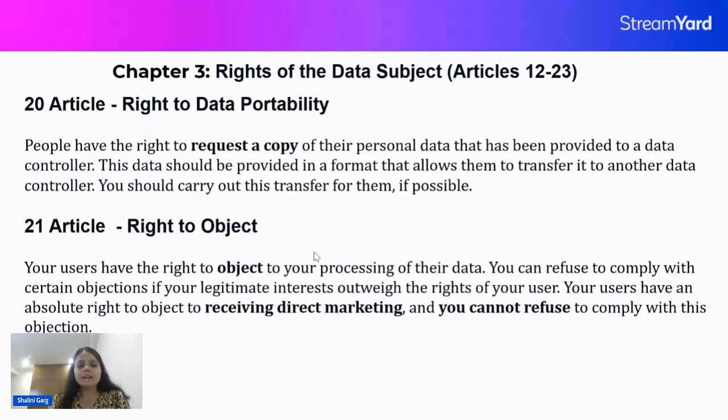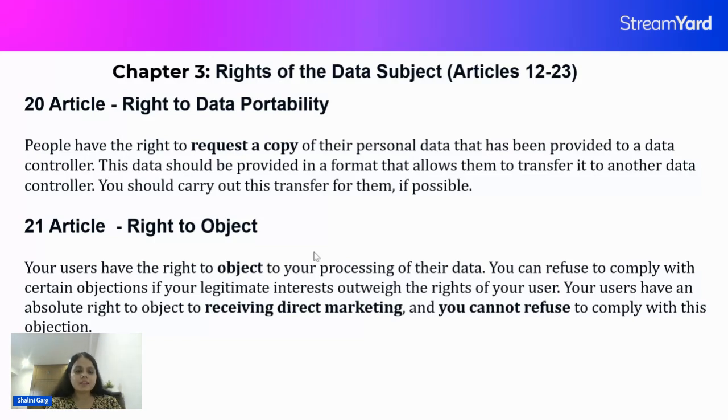Now, Article number 21, which says the right to object. I have covered all of the rights; now the other right is the right to object. I can also object to some processing. So what is this? The data subject can object to the processing of personal data based on grounds related to a particular situation, for example, profiling. And the controller shall stop the processing unless they prove that they have legitimate grounds which override my interests, rights and freedoms, or the processing is for the establishment, exercise or defense of legal claims.